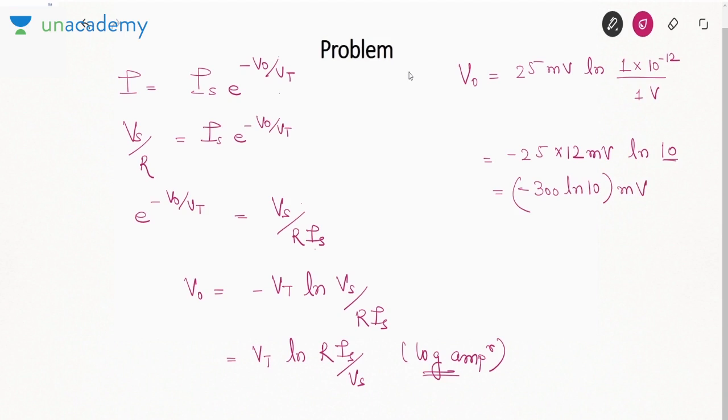millivolt. Okay. Log 10, how can you calculate? You can convert it to log on the base of 10. So it will be 2.303 log 10. So it will come out to be 2.303. So it will be 6.9, 690. So minus 0.69 volt. That will be the value of V0.